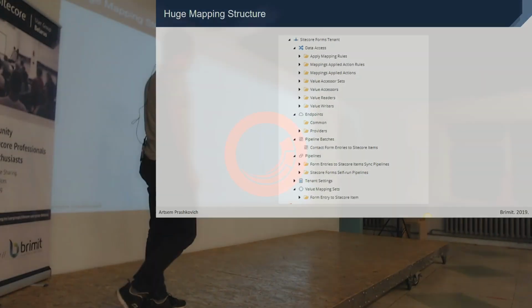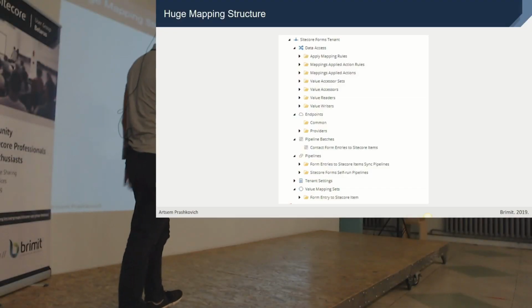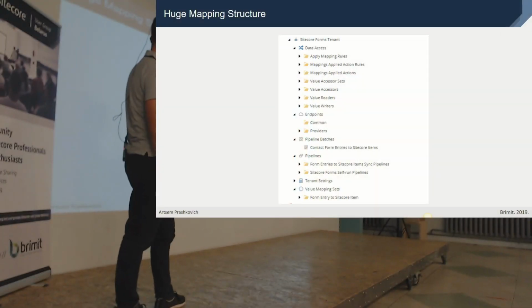And there are a lot of folders, types of items. So what can we do with this? There is some value mapping set, value accessors, what's the difference? Value readers, value writers, a lot of unclear stuff. So we need to read something, but we can't find a lot of information on how to build our configuration. Sitecore provides some documentation, but there are some really dry explanations of what the value accessor is. Just one line of description, and that's all.